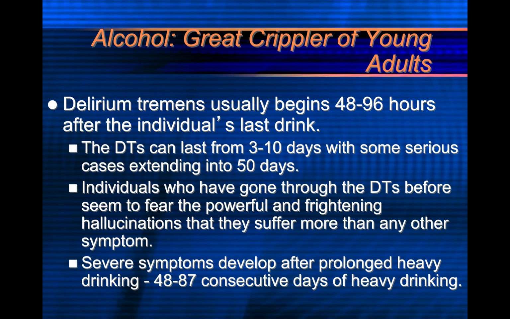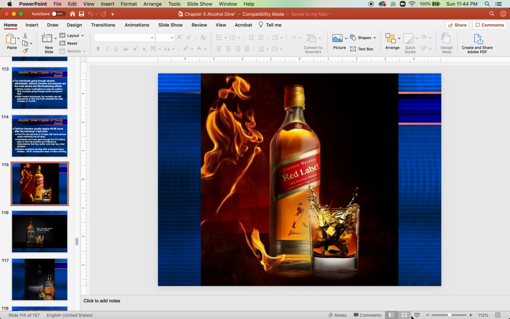Severe symptoms develop after prolonged heavy drinking. 48 to 87 consecutive days of heavy drinking can cause severe symptoms. And now we have these pictures. Wait a second. Let me blow this thing up so that you can see some of it. So what they do is, you can look at this picture, and Johnny Walker's trying to sell his red label whiskey, but remember, 20% of heavy drinkers drink 80% of the alcohol.